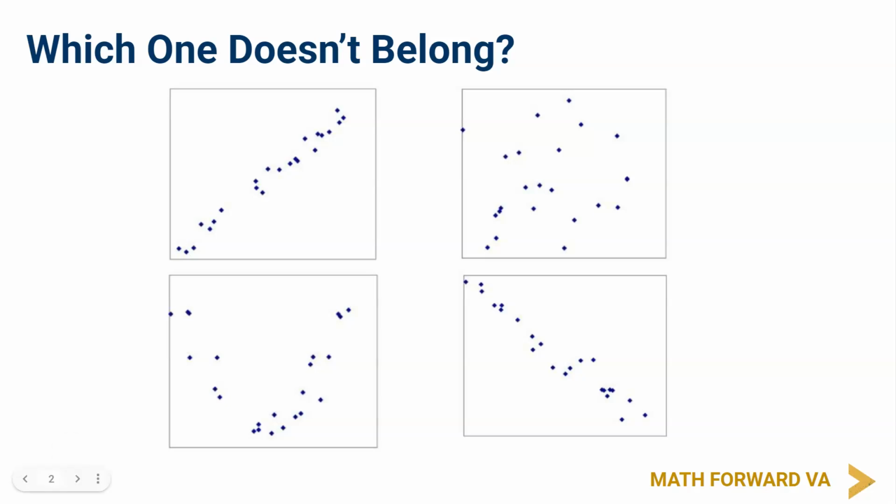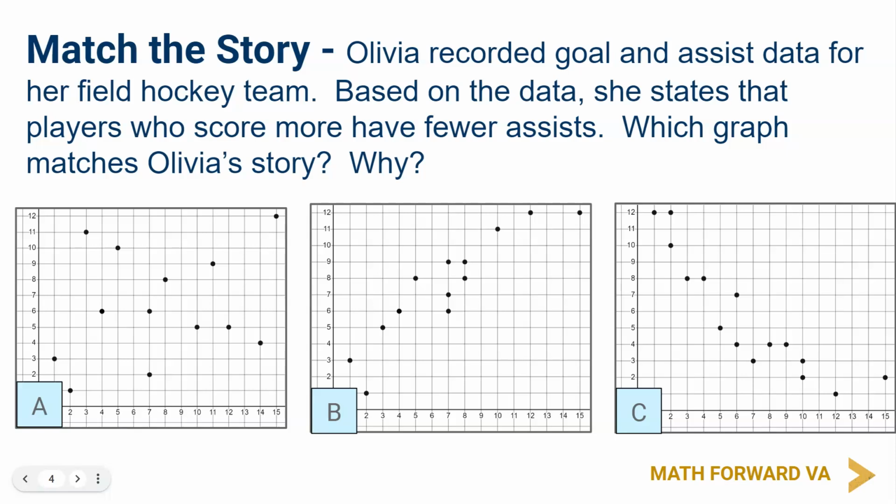So we're going to do one more. Not that one. Okay. In this, Olivia recorded goal and assist data for her field hockey team. Based on the data, she states that players who score more have fewer assists. Which graph matches Olivia's story and why? So take a second, look at the graphs, think about what that problem is saying. Which graph do we think matches her story?